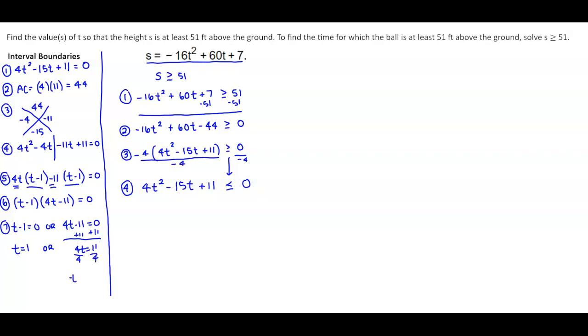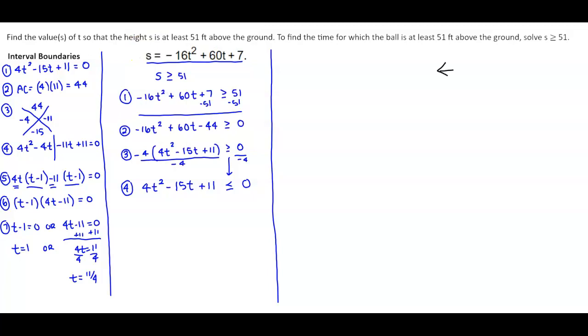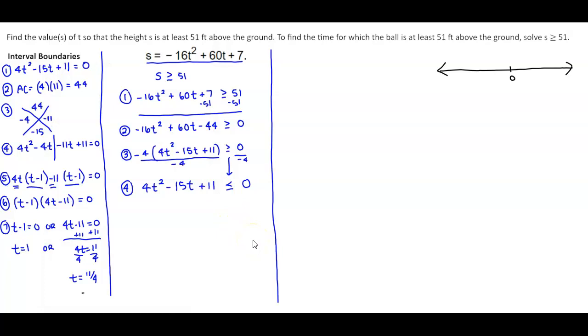Divide both sides by 4, and t is going to equal 11 over 4. Okay, so now we have our interval boundaries. So now that we have our interval boundaries, let's draw our number line. So we know that we have 11 over 4. So what does 11 over 4 actually equal? 11 divided by 4 gives us 2.75. So let's keep that in mind. That's 2.75. So we have 1 and also 11 over 4, which also equals 2.75.